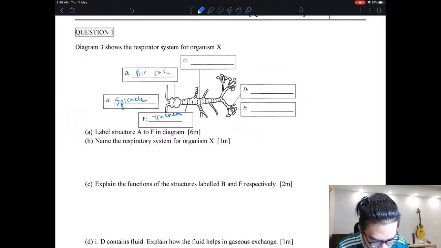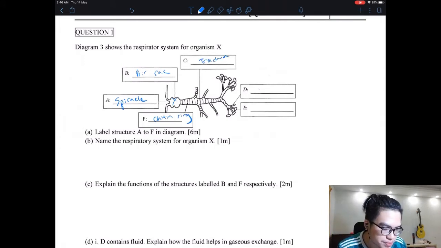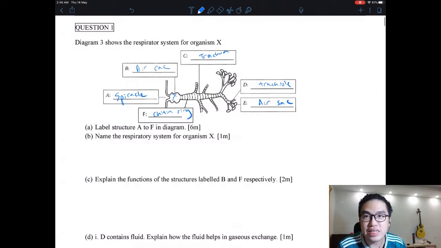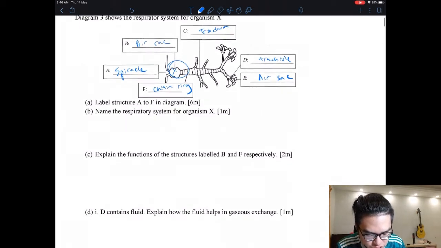Wait, why are F and C pointing to the same thing? Oh, I think F is pointing to the ring. This is the chitin ring. So this is your trachea, and this is your tracheole. E is your air sac. Why do they have one more air sac? This is like a reserve for very active animals, insects like grasshoppers. The name of this is the respiratory system, the tracheal system.